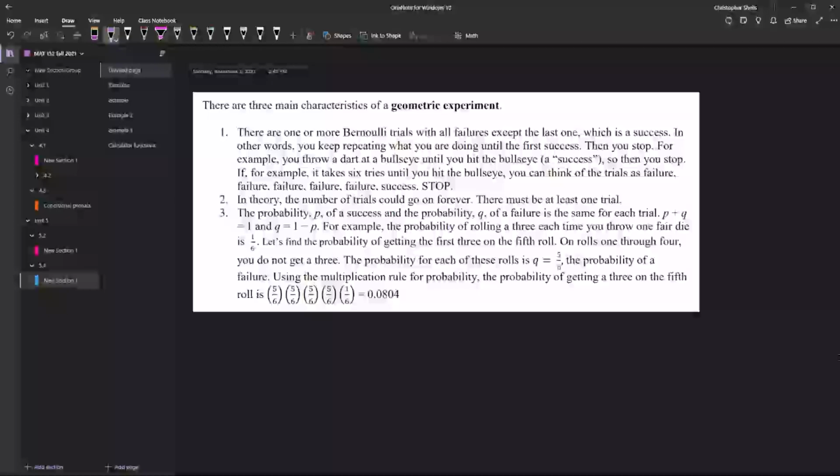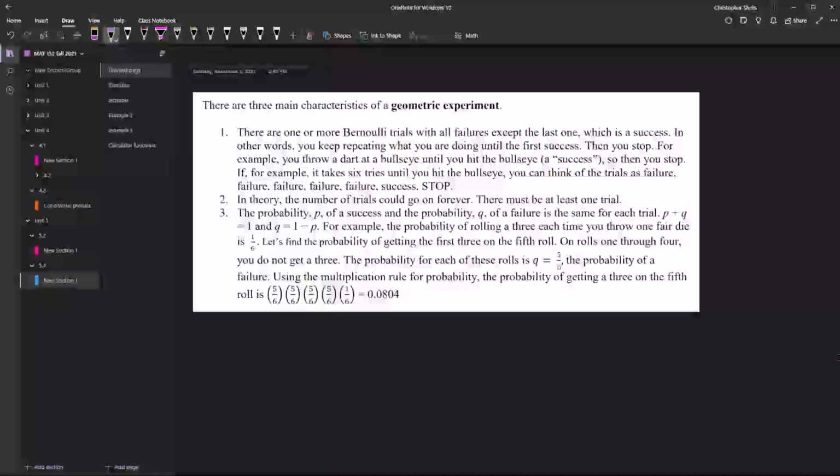If, for example, it takes 6 tries until you hit the bullseye, you can think of the trials as failure, failure, failure, failure, failure, success, and then you stop. In theory, the number of trials could go on forever, and there must be at least one trial. For instance, you could theoretically keep missing the bullseye forever.